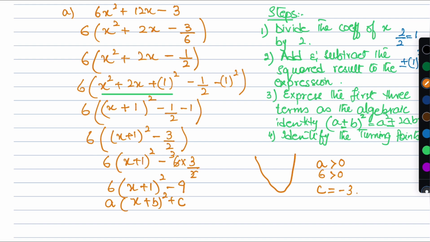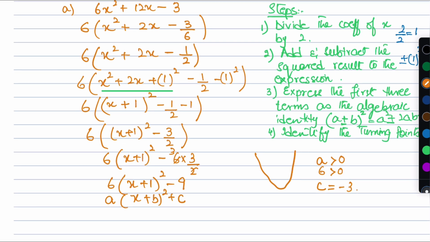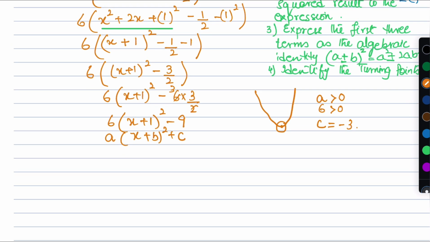So I know the basic structure of the curve here. Now, with the help of the completing square method, I can get the turning point of this quadratic curve. How? Let's see how we shall be getting that. I got the completed squared form, which was 6 bracket x plus 1 the whole square and a -9.